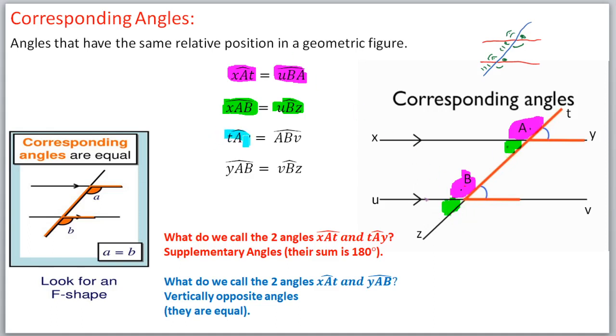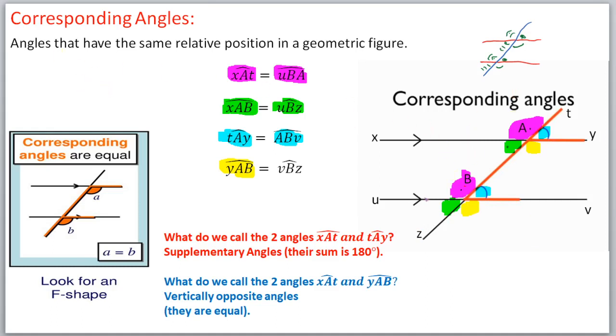Again, TAY is equal to ABV. So TAY, and this one is equal to angle ABV. Okay. And the last one, I'll color it yellow. This is equal to this. What do we name this angle? YAB. YAB is equal to VBZ. This one. Okay. So this is the shape of corresponding.